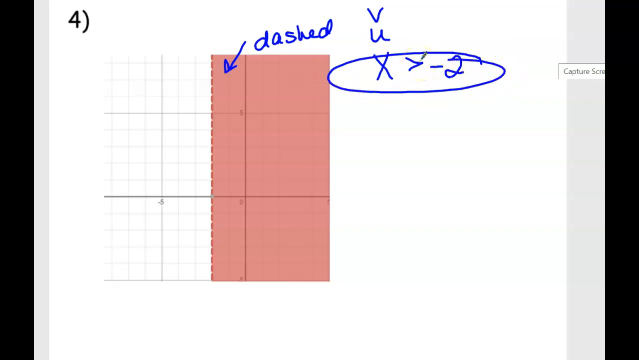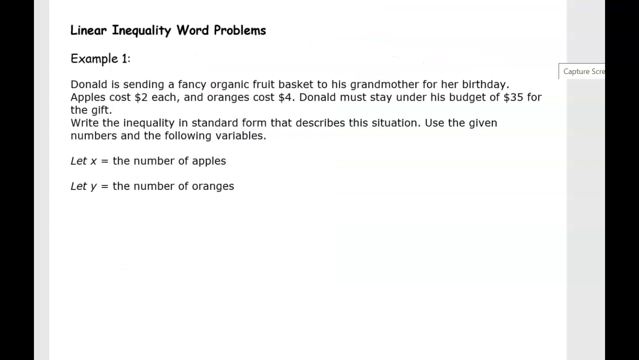All right, so those are some examples of how to take a graph and write the inequality based upon the graph. All right, let's look at a couple of word problems for linear inequalities.